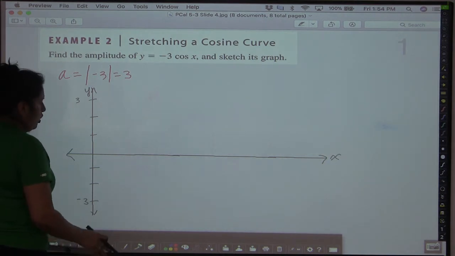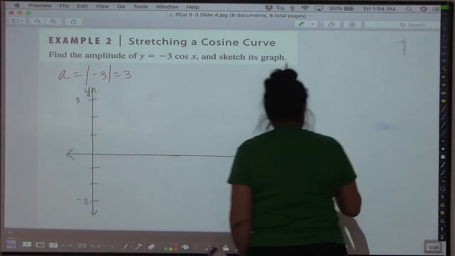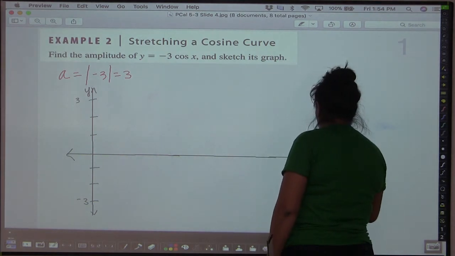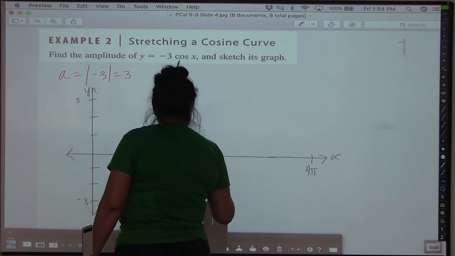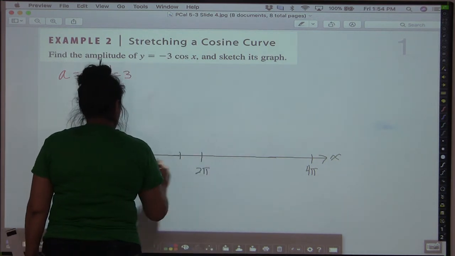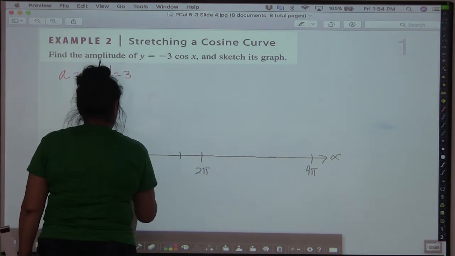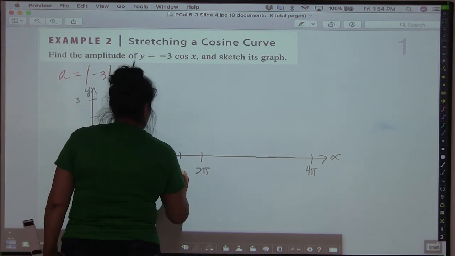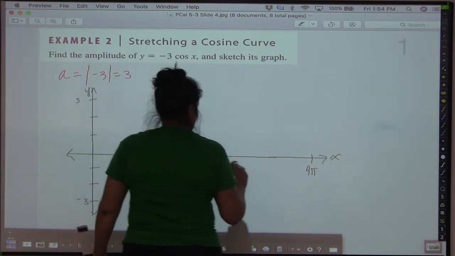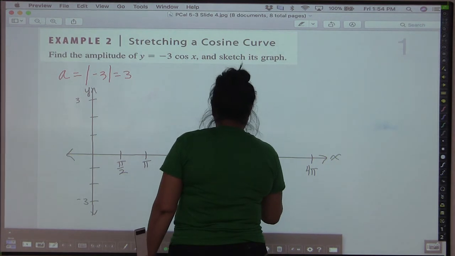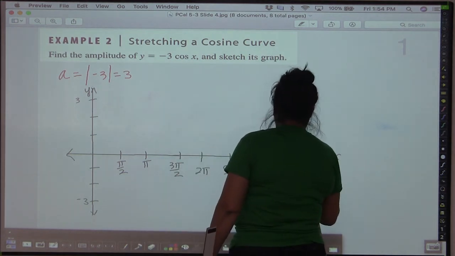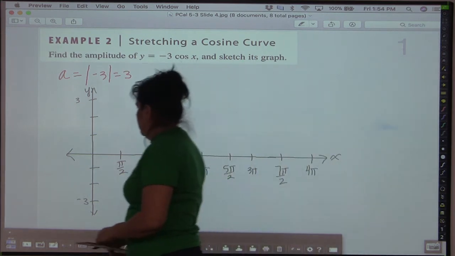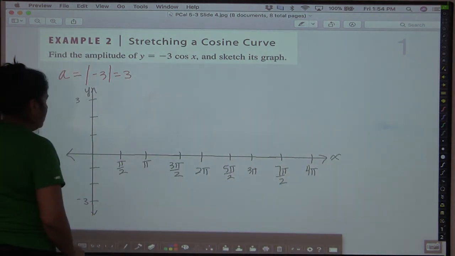And then we're going to do our x-axis, which again we're going to start at 0 and go all the way to 4 pi because we're doing 2 periods. Go somewhere in the middle here, call that 2 pi, and then we're here, here, and here. So we've got pi over 2, 2 pi over 2, 3 pi over 2, 4 pi over 2, 5 pi over 2, 6 pi over 2, 7 pi over 2, and then 8 pi over 2. So all of that is good to go.